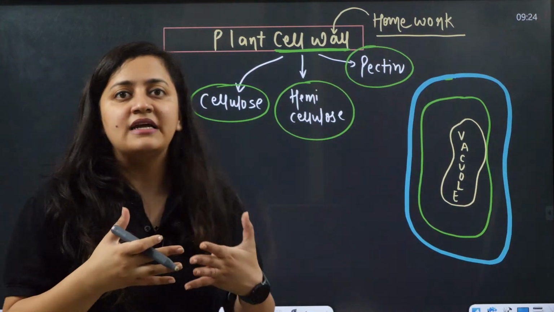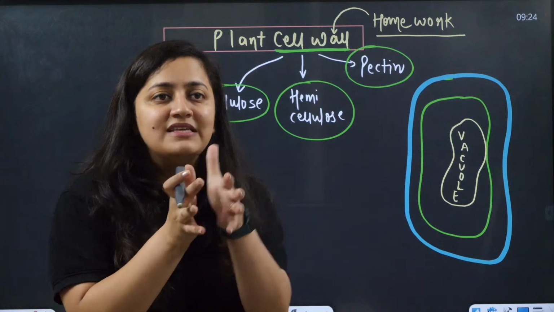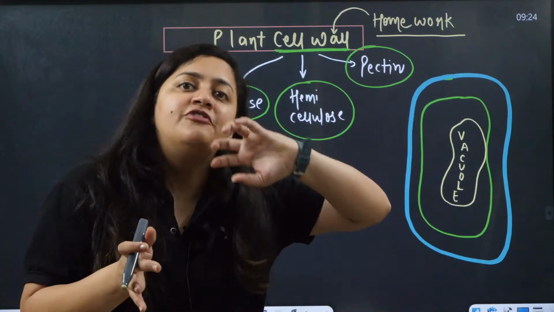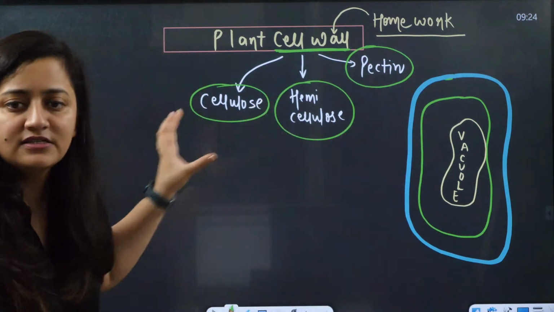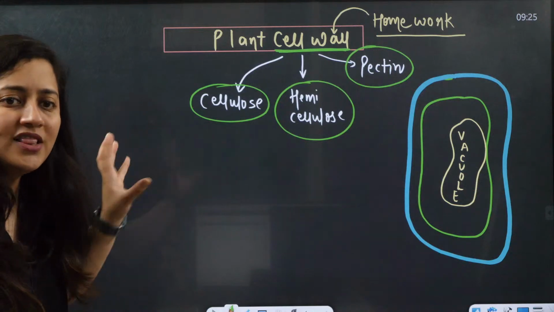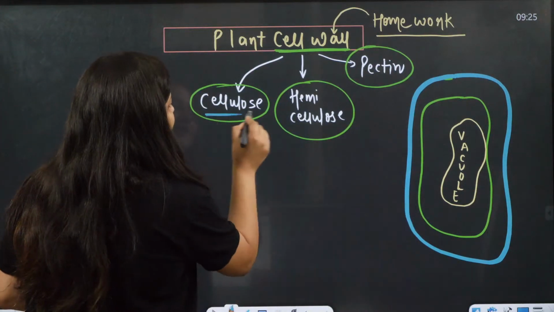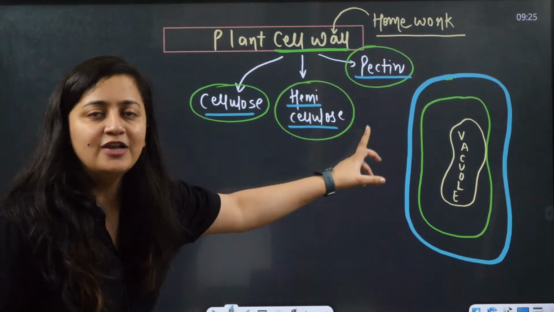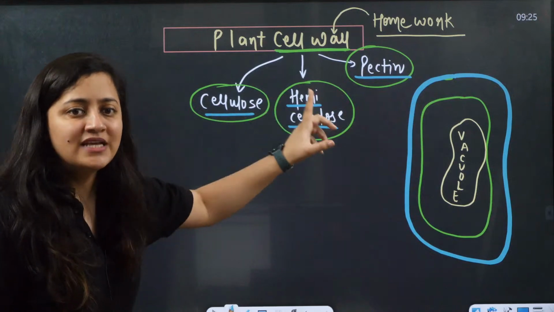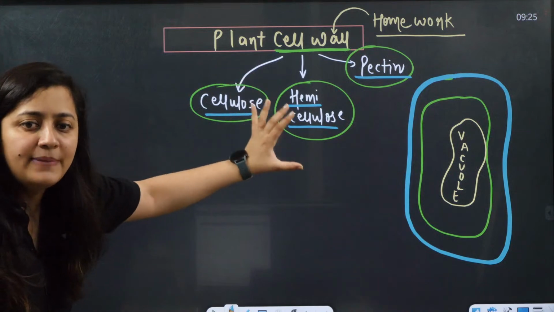One by one we will study the primary cell wall and the secondary cell wall. In the secondary cell wall, other depositions are also there, like lignin. Mainly in the plant cell wall, what will you get? You will get cellulose, hemicellulose, and pectin. This is what you are going to get in the plant cell wall.